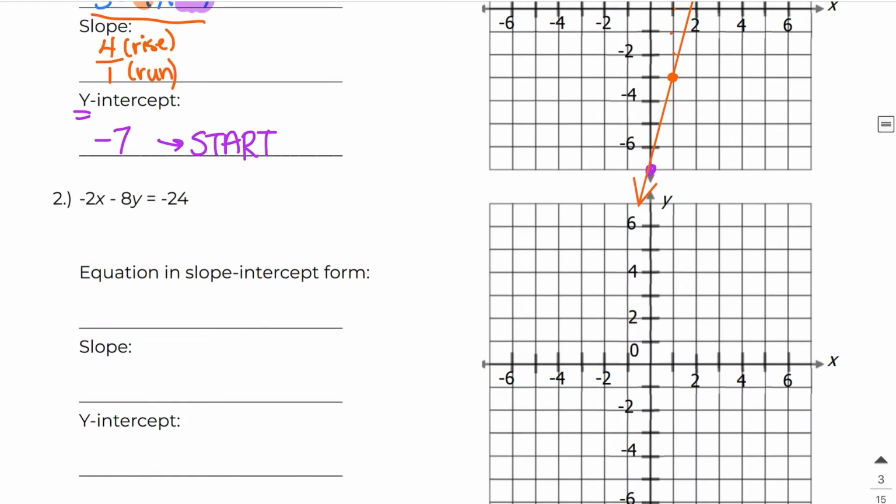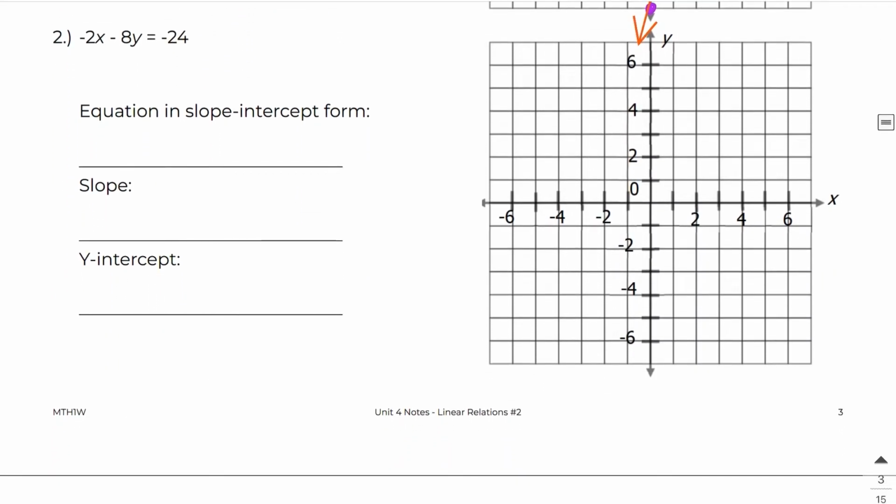All right, so let's take a look at our next example. So in our next example, we have negative 2x minus 8y equals negative 24. I could get rid of the negative 2x and leave the negative 8y on this side. So I could add 2x. So I would end up getting negative 8y equals negative 24 plus 2x.